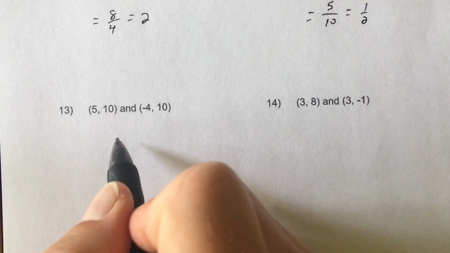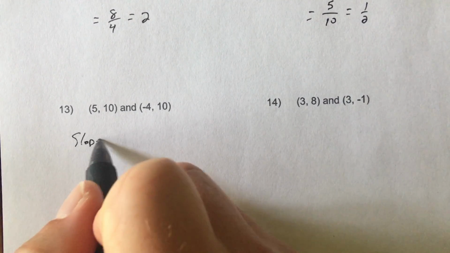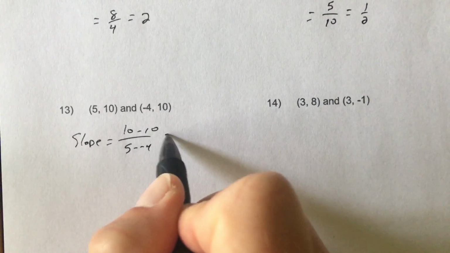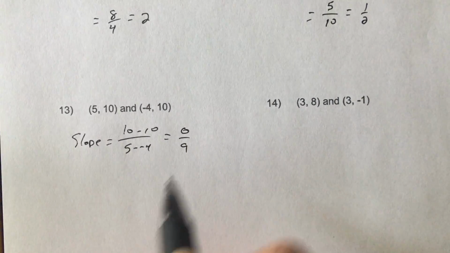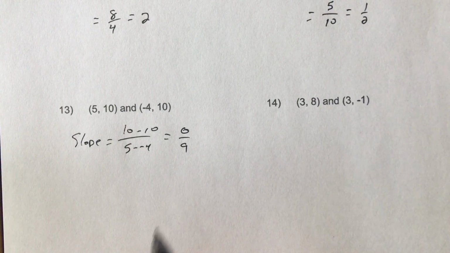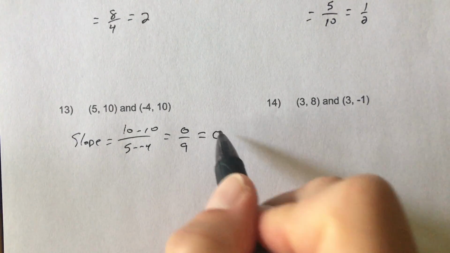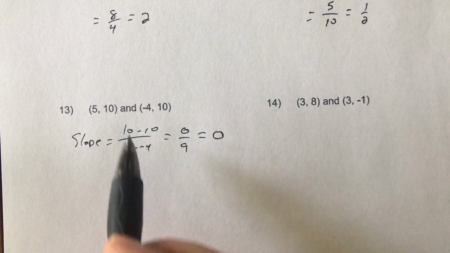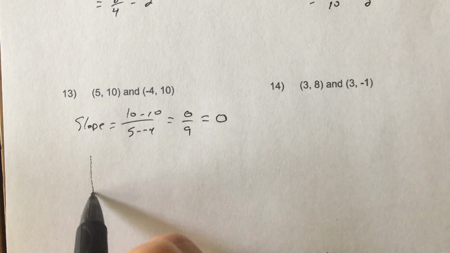Okay. On this one, if you use the formula, you're going to get 10 minus 10 over 5 minus -4, which is 0 over 9. Now, 0 divided by anything is still 0. If you have 0 things and you split them into 9 groups, you still have nothing in each group. Okay? If it helps, you could plot those.